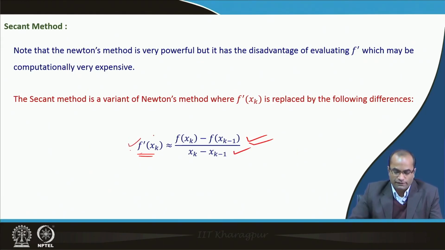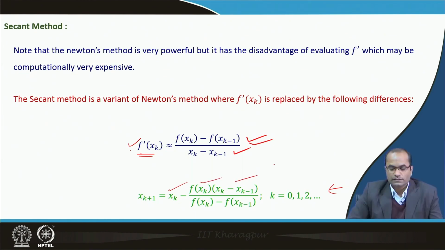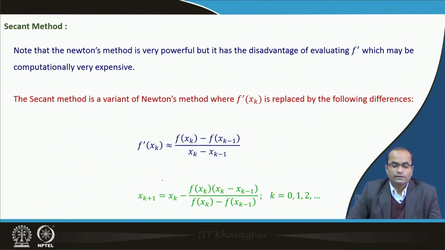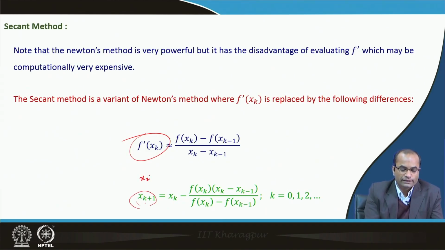then we can avoid this derivative and our formulation becomes exactly x_{k+1} is equal to x_k minus f(x_k) times (x_k minus x_{k-1}), over the difference f(x_k) minus f(x_{k-1}). So using this formula we can avoid the evaluation of the derivative term, but here, for instance, to get x_2, k has to be 1. That means here x_1 minus x_0.